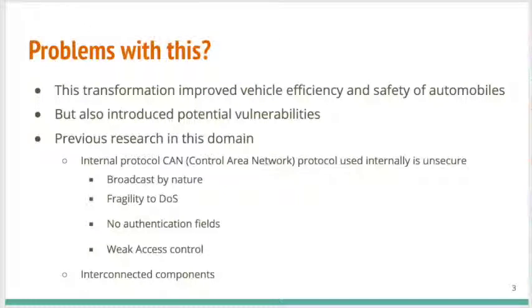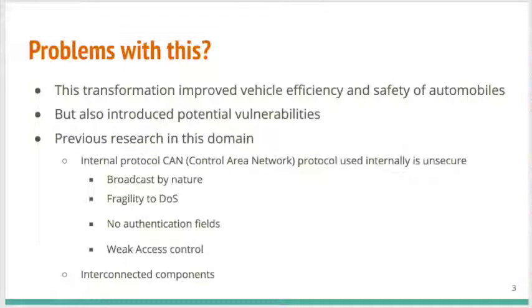So what are the problems with introducing computers to a vehicle? Well, on the benefits side, vehicle efficiency improved and the safety of cars also improved dramatically. But on the downside, it also introduced potential vulnerabilities. Previous researchers had looked at the Controller Area Network protocol because that was what was used to communicate between the interconnected components in a car, and they highlighted four key aspects of it here. Broadcast by nature, fragility to denial of service, no authentication field, and weak access control.